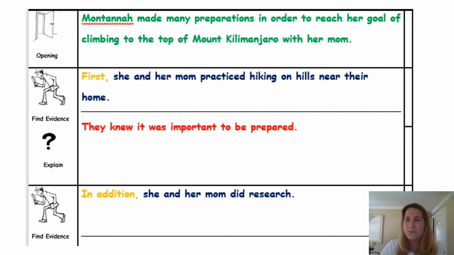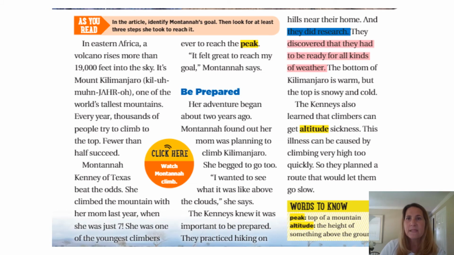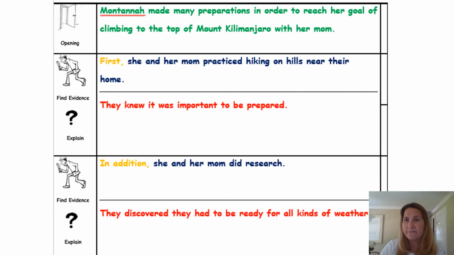So now we need to explain that. My explanation, back into the article. They discovered that they had to be ready for all kinds of weather. So through their research, they discovered they had to be ready for all kinds of weather. So that's what I write for my explanation. They discovered they had to be ready for all kinds of weather.